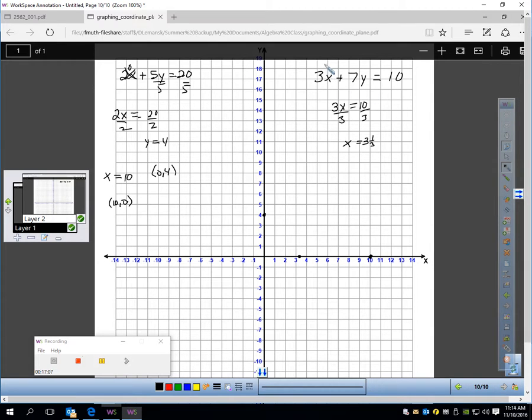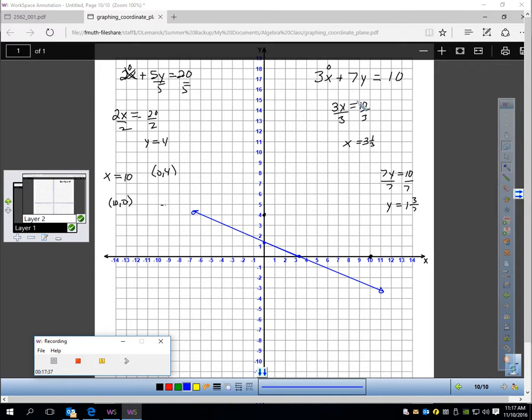Let's plug in 0 for x, and I get 7y equals 10. And divide by 7, well, that gives me 1 3/7. Let me try graphing that. And I tell you what, I'm going to change colors in my pen so it shows up better. I'll do blue instead for this one. There's that. 1 3/7, I'm going to guess is about right here. Okay, let me draw a line through these things.